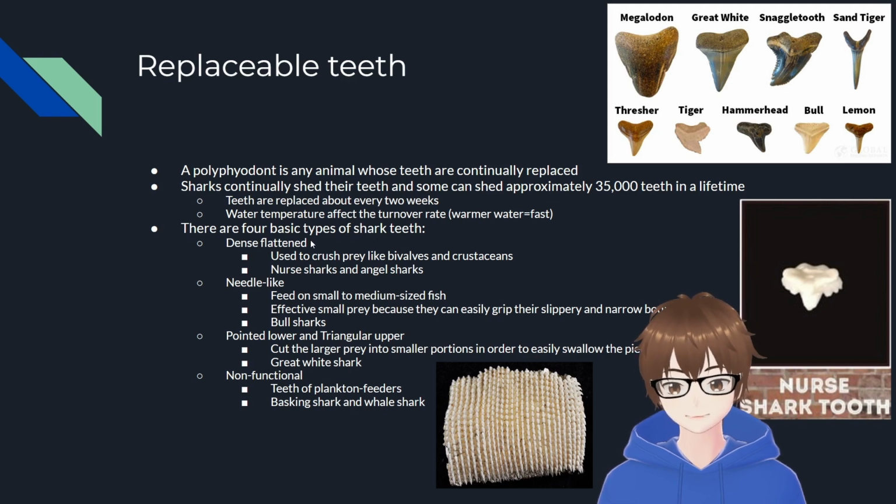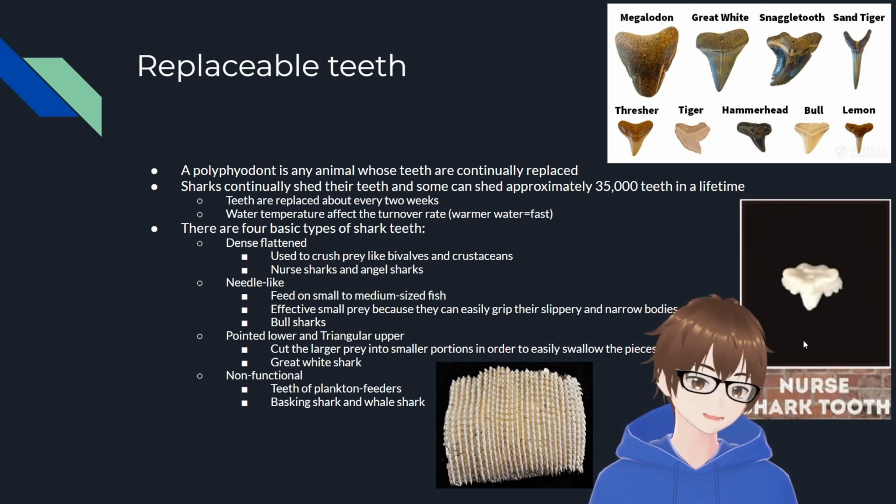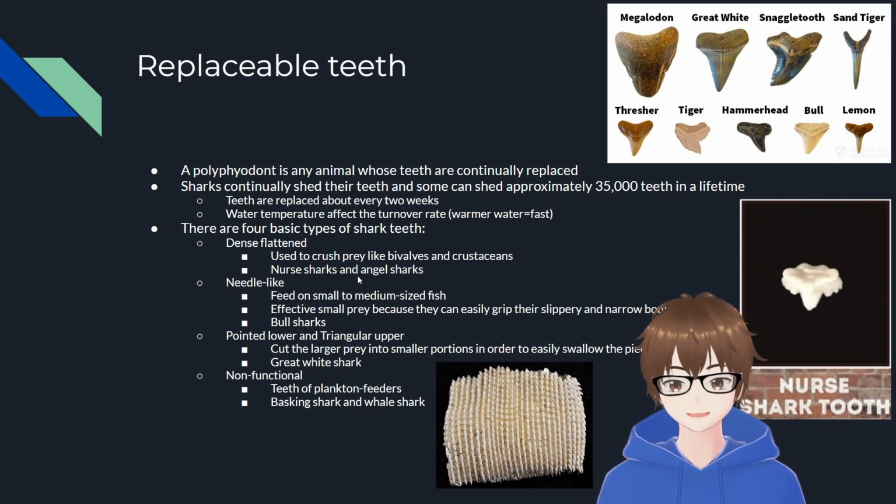So there are dense flattened ones, which would be like the nurse shark's teeth right there, which are used to crush prey like bivalves and crustaceans. Bivalves being mussels, clams, stuff like that, and crustaceans being crabs and whatnot. And these are in nurse sharks and angel sharks. Then we have needle-like teeth, which feed on small to medium-sized fish, and are effective on small prey because they can easily grip their slippery narrow bodies, like the bull shark. You can see a bull shark's tooth right up here above me.